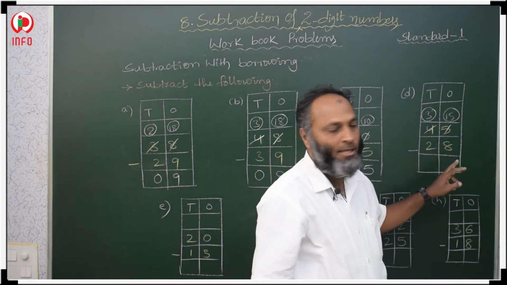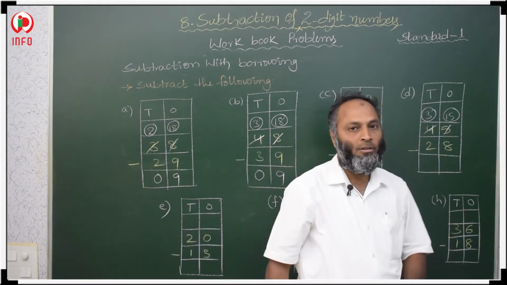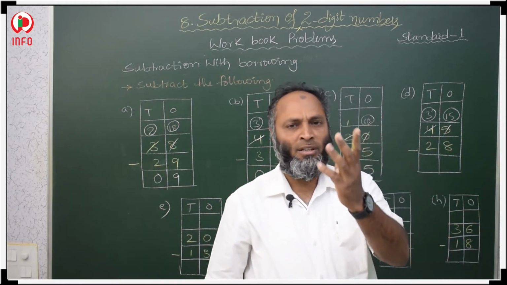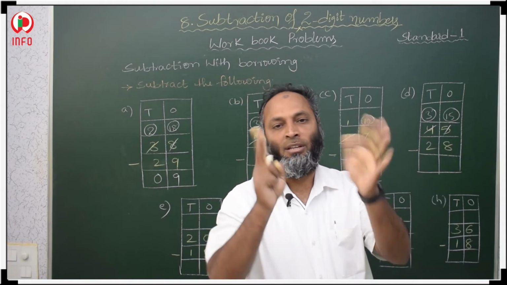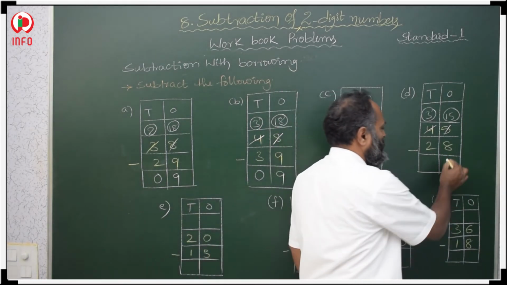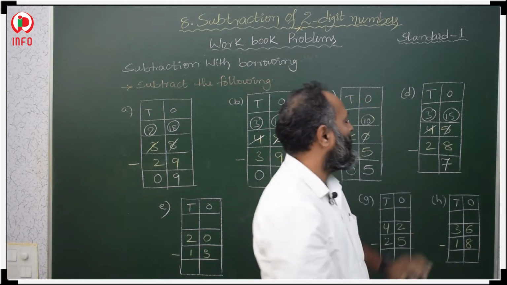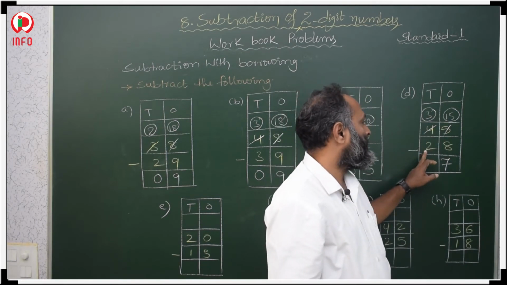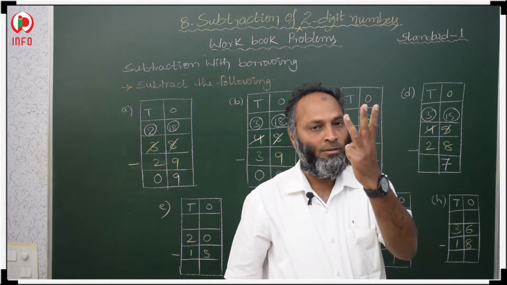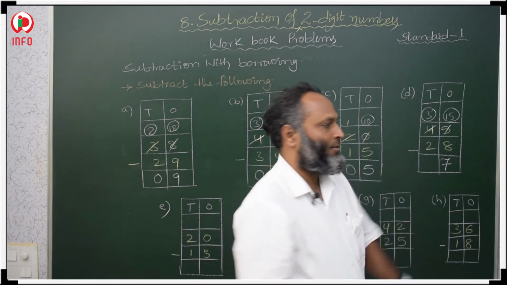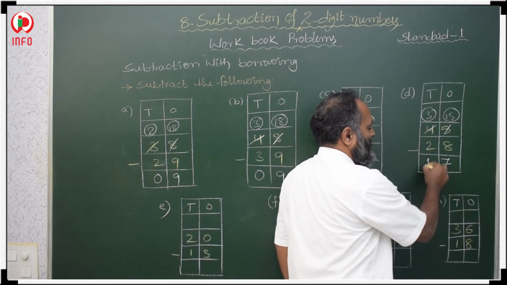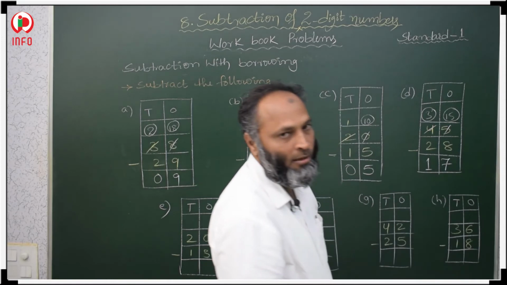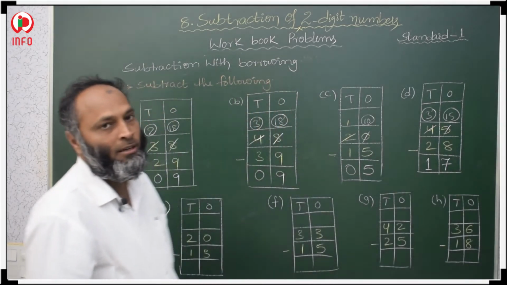15 minus 8 means from 9 to 15 we have to count. 9, 10, 11, 12, 13, 14, 15. It is 7. Now 3 minus 2. In 3 fingers, if you close 2 fingers, 1 finger is left. It means 1. 3 minus 2 is 1. Okay. The difference is 17.